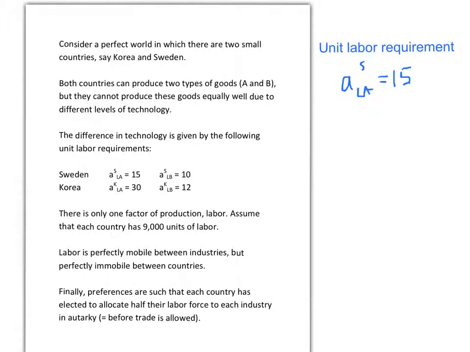We also assume there's only one factor of production, labor, and we assume that each country has 9,000 units of labor. This is the resource of the country. Labor is perfectly mobile between the industries, but perfectly immobile between countries. This means that labor can go from industry A to industry B and back anytime it wants, but it can never go from one country to another country. Finally, we will assume that preferences are such that each country has elected to allocate half their labor force to each industry in autarky, that is, before trade is allowed.